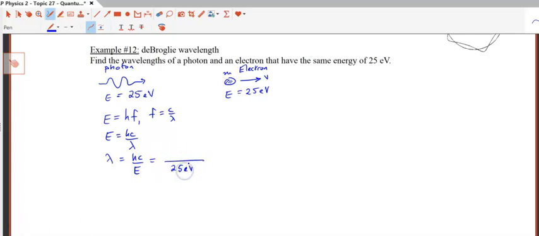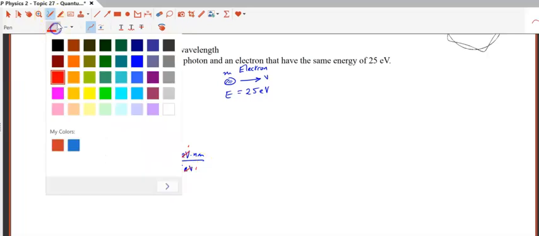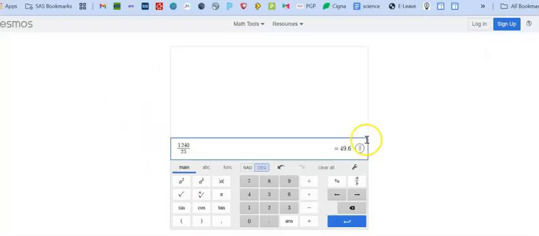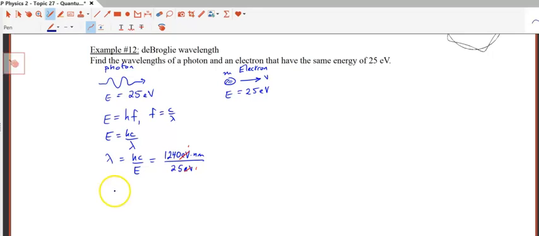And I'm going to choose a value for hc that has electron volts. If you look at your constant sheet by now, you should hopefully realize that's going to be 1240 electron volts times nanometers, so that we can get that beautiful cancellation of electron volts. And so then we're going to have 1240 divided by 25, which on my calculator is 49.6. So that's 49.6 nanometers. Okay, so that's the wavelength of the photon. And so now let's do the electron.